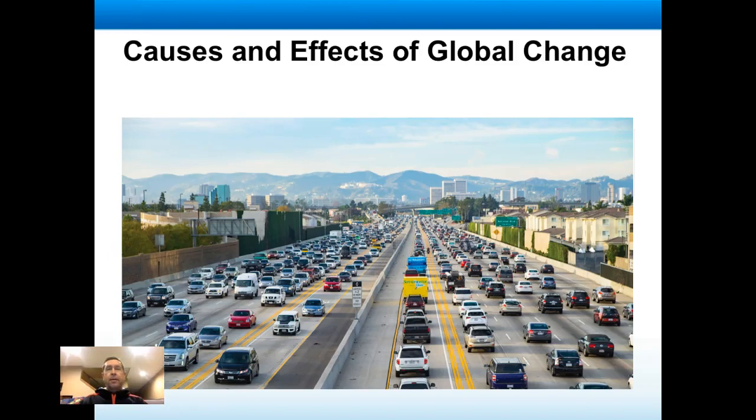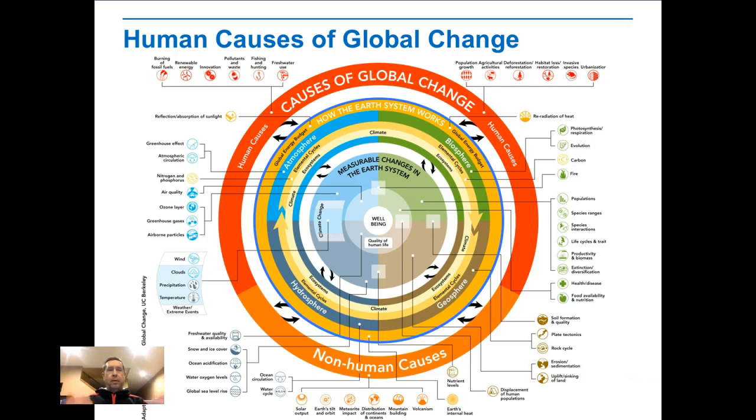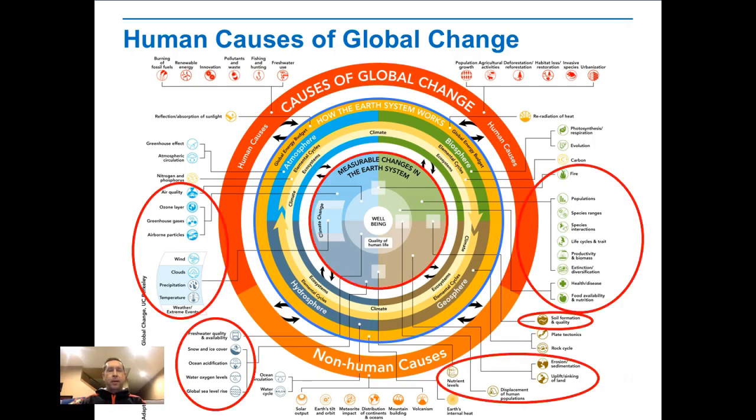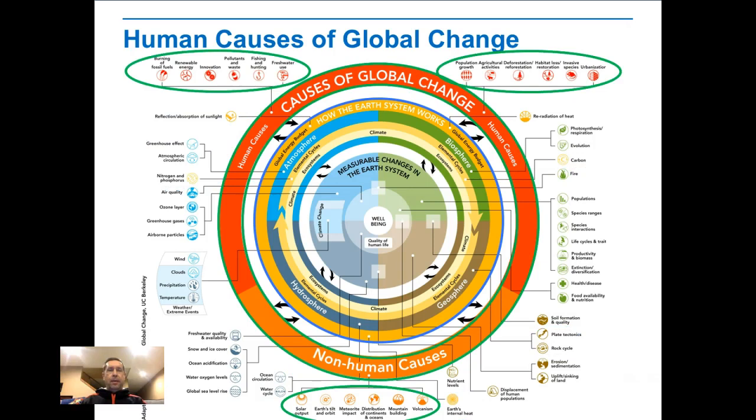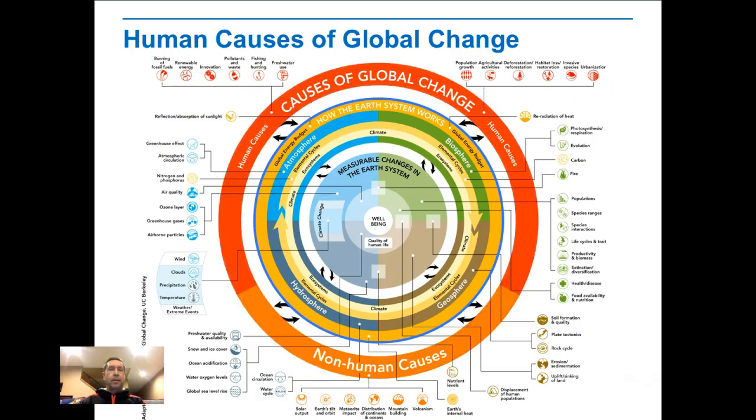In this video, we're going to talk about some of the causes and effects of global climate change. So we're going to focus specifically on some of the human causes. This graphic is from your textbook. It, again, relates it back to the four systems model we've been talking about: the atmosphere, the biosphere, the hydrosphere, and the geosphere. So you can see some of the different changes here that happen in the different regions of the four model system.